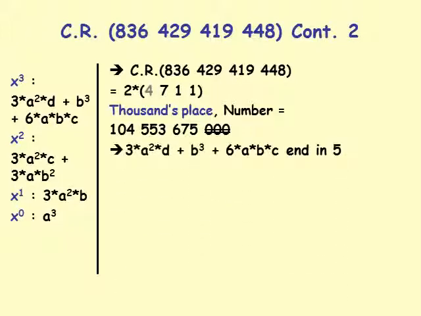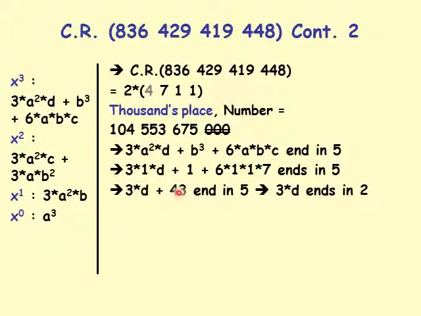So we are working with thousands now. That means this 3a squared d plus b cubed plus 6abc ends in 5. A and b are each 1 and c is a 7, and d we have to find out. That means 3 times 1 times d, so 3d, plus b cubed, which is 1, plus 6 times 1 times 1 times 7, ends in 5. So this is 42 and this is 1. That means 3d plus 43 ends in a 5. That means 3d ends in a 2. That means d is a 4, which confirms.